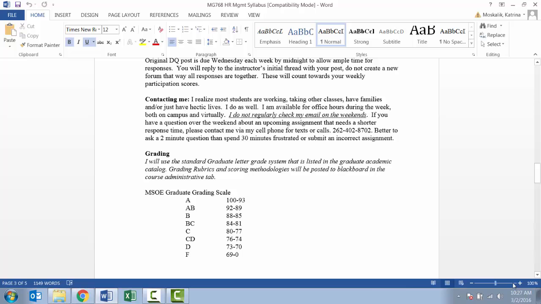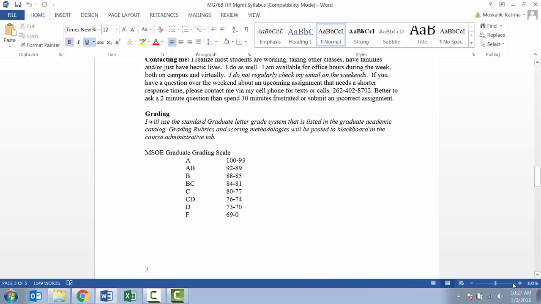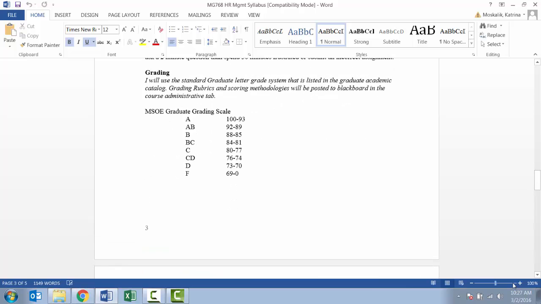Grading. I use the typical MSOE grading scale. For all assignments, I have a model of 60% of your grade is content, 25% is logic support. So you don't just say, this is the answer. You tell me this is the answer, and here's why I think that. Here are the thoughts that led me to this point. And the flow of your paper, does it make sense from a flow point of view?